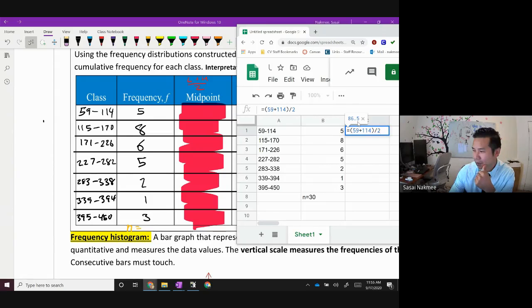Were you guys, is that right? I don't know if any of you guys have already started this or are doing it right now. Can anybody tell me? Did you guys already calculate the midpoint for the first one? Can you guys double check? Is the answer for this one supposed to be 86.5?